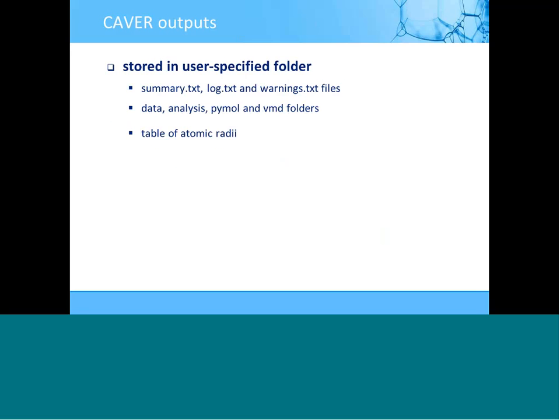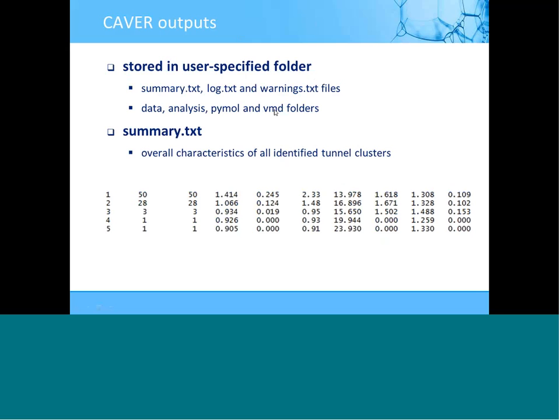Okay, now if we provided all inputs, what can Caver give us? The results from the Caver calculations are stored in a user-specified folder. There are summary files, log and warning files, and a data folder, which is just for Caver, and 3 others which we will discuss later. In summary.txt, there are overall characteristics of all calculated tunnel clusters.